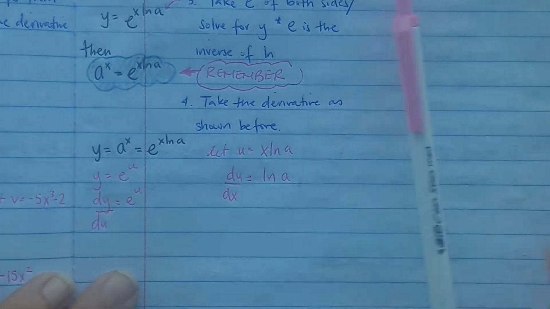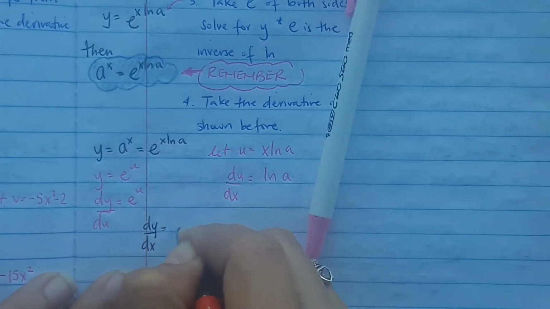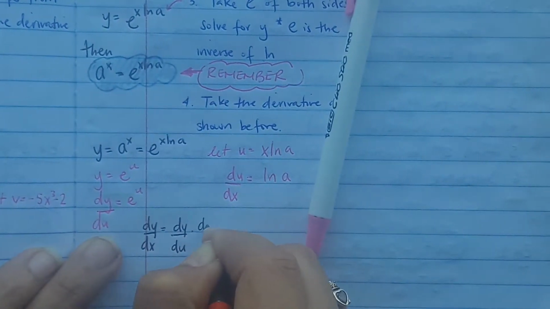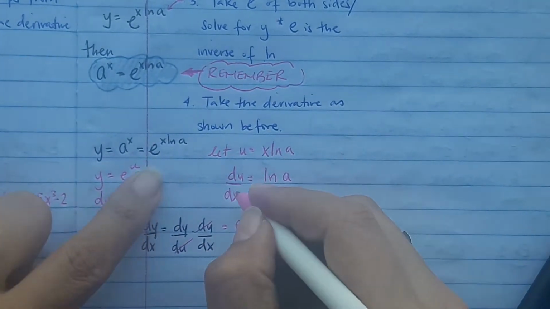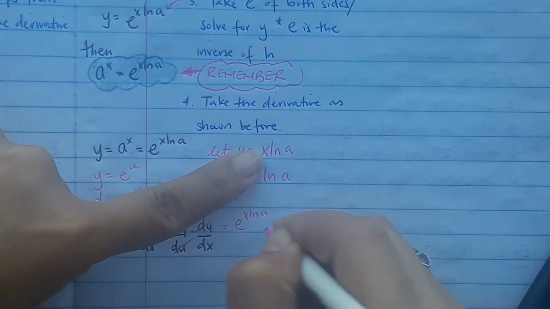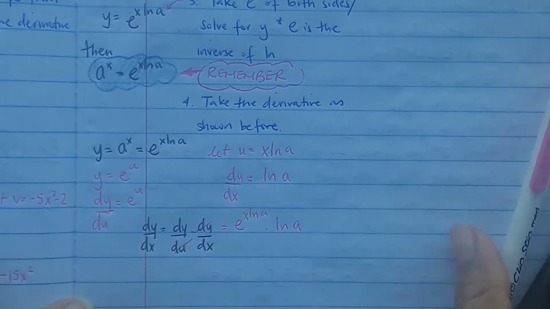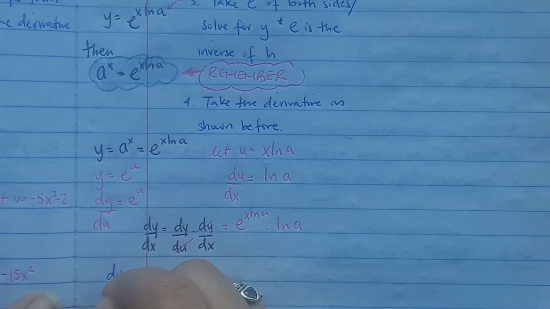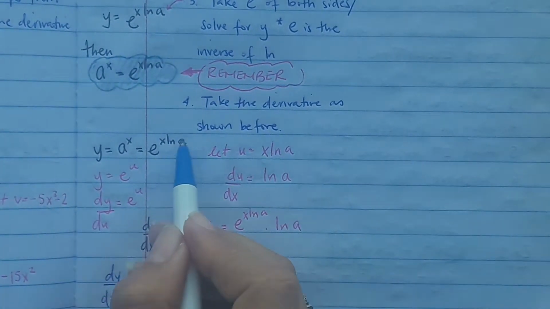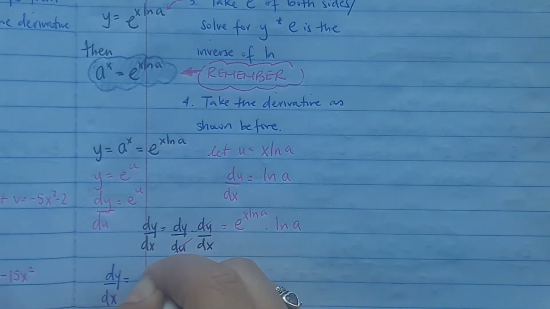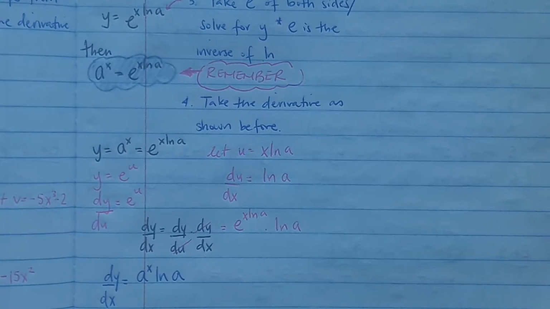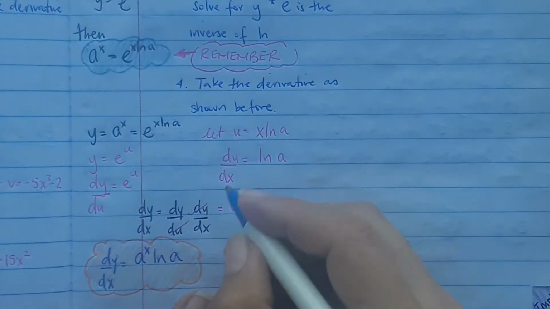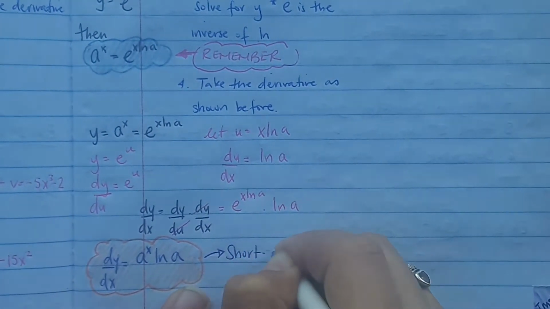Alright, so dy/dx is equal to dy/du times du/dx, so it can cancel out. So we're going to get e to the u and replace u with what it is, so x log a, times log of a. Now we can replace e to the x log a back with a to the x, because it's the same thing, so it's a to the x log a. Okay, you need to memorize the derivative of a to the x is a to the x log a. This is a listening check, color and shortcut.